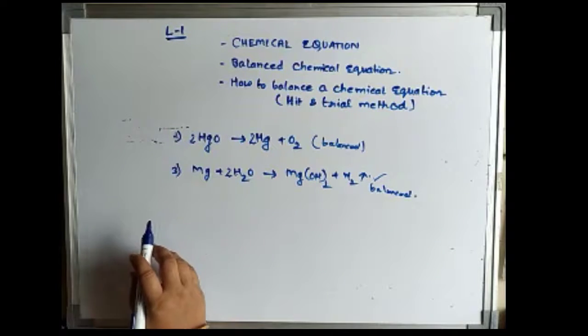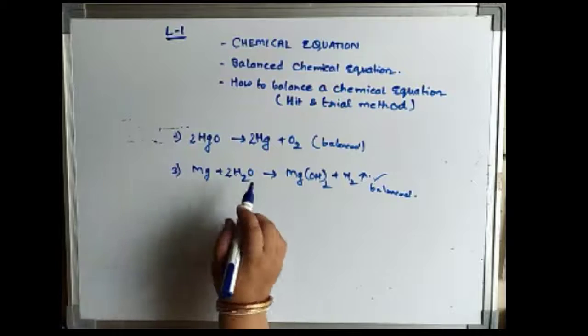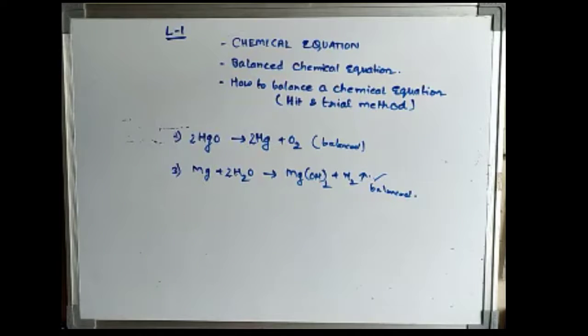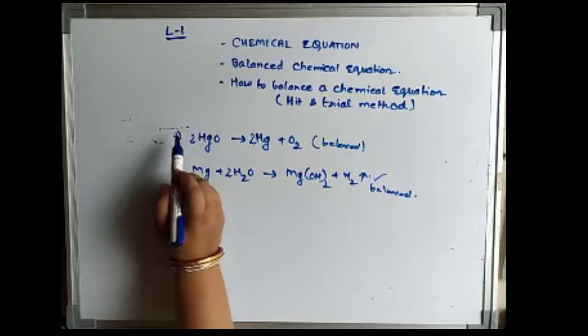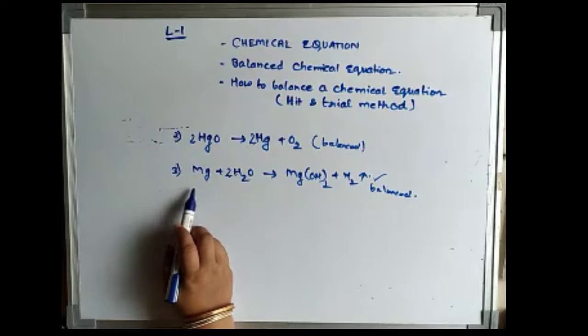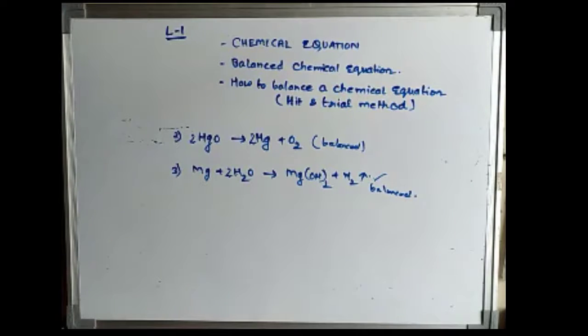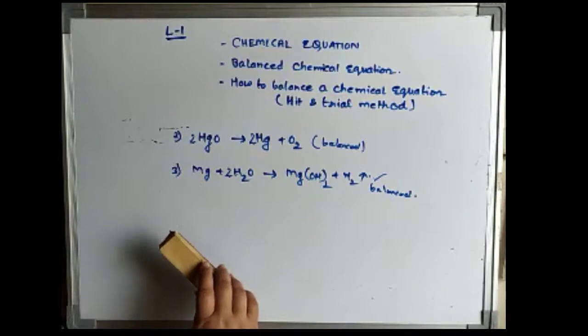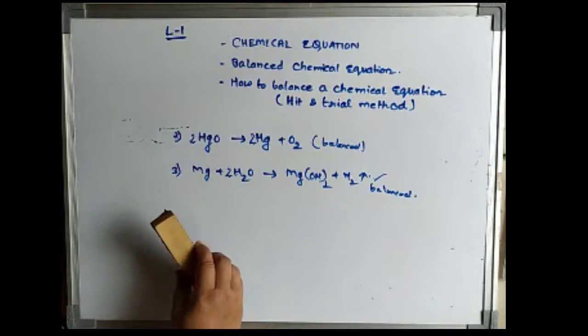In this way, we can do several types of reactions, many of which have been given in your exercise also. I have given in the PDF also all the reactions with the answers. You try to practice this type of reaction. And the more practice you do, the easier it will be for you to balance the chemical equation with the hit and trial method.